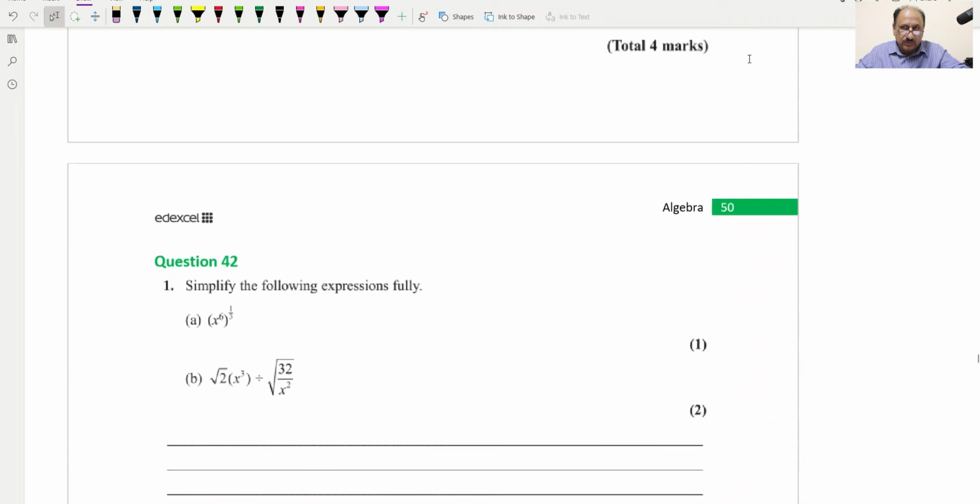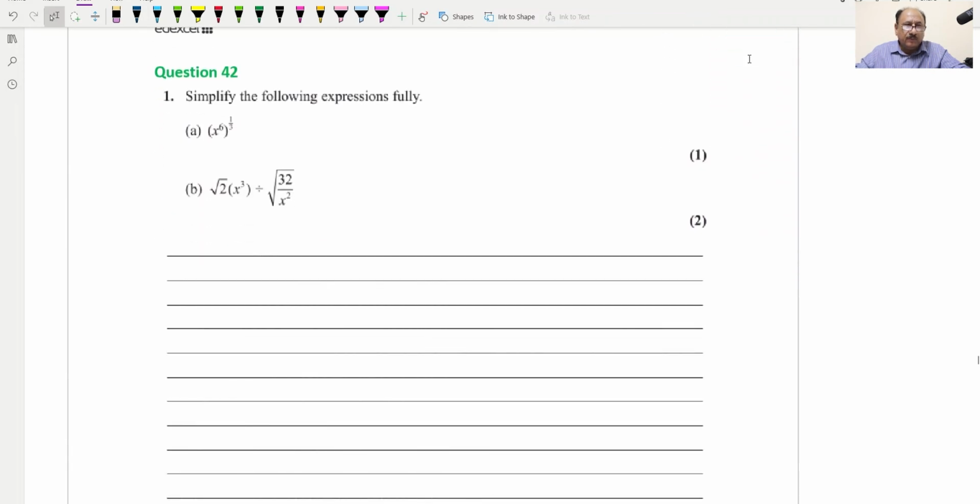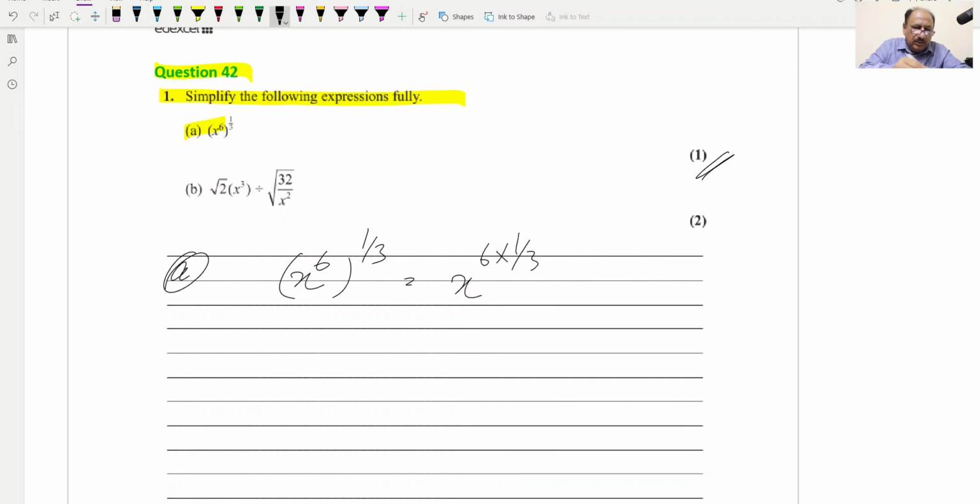We can move to the next question, and the next question is 42. Question 42 says, this is question 1 of the past paper. Simplify the following expression fully, and a part is this one, which is a 1 mark part. So for a, we can rewrite it, this is the question which I'm copying, and after that we can multiply like this and cancel, 3 2s are 6. So this will be equal to x squared. This will be our final answer for 1 mark.